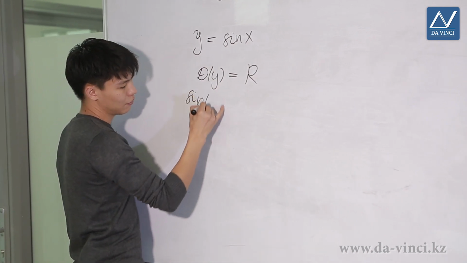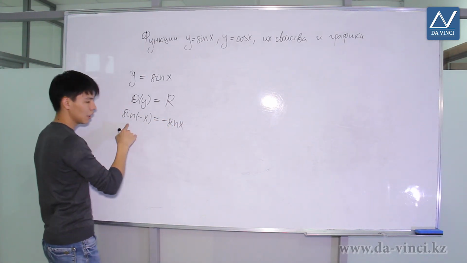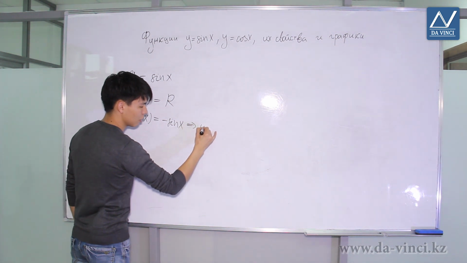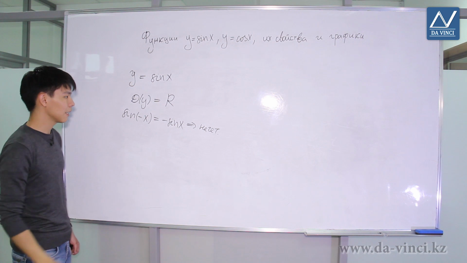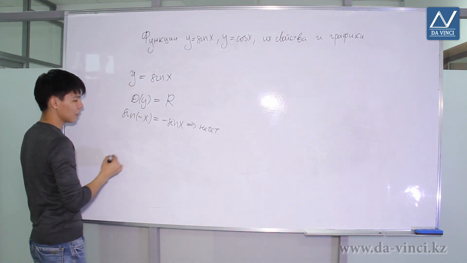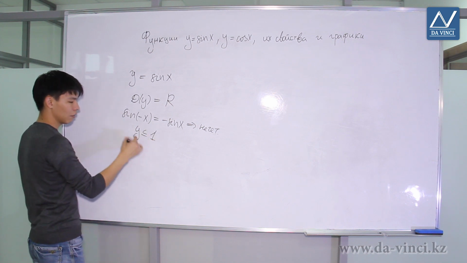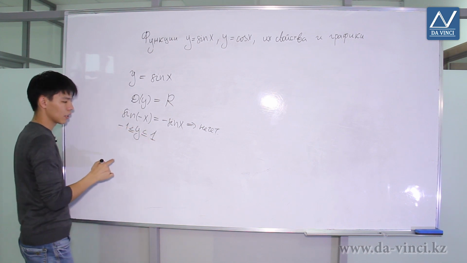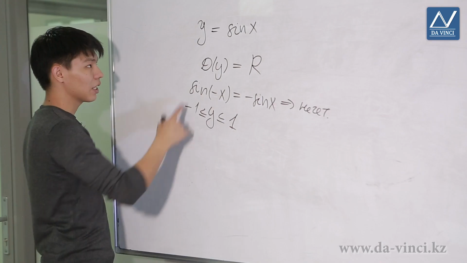We have considered the property sine of minus x is equal to minus sine of x. Then we can say that our function is odd. Let me remind you that an odd function has a graph symmetrical with respect to the origin. The function y equals sine of x is bounded. We know that sine is less than or equal to 1 and greater than or equal to minus 1. We need to clarify that minus 1 and 1 are the largest and smallest values.